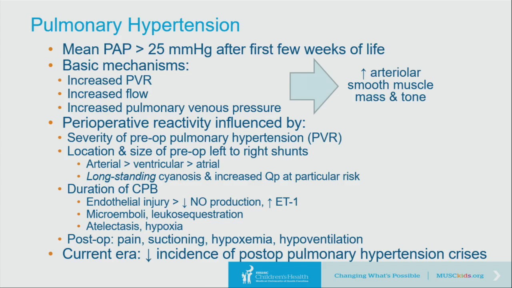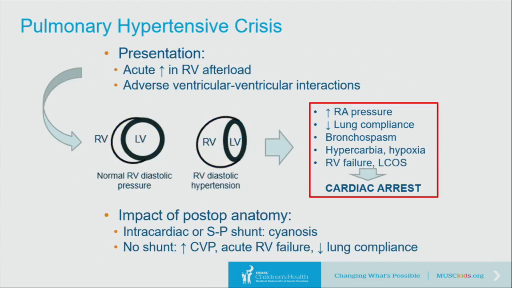But the flip side of that is that people aren't as used to being aware of it in the most at-risk patients, which are encountered uncommonly, and managing it. So when you do have a pulmonary hypertensive crisis, there's an acute increase in right ventricular afterload. This causes an adverse ventricular and ventricular interactions such that the normal crescent-shaped right ventricle becomes more oval-shaped and compresses the interventricular septum. That in turn compromises left ventricular filling.